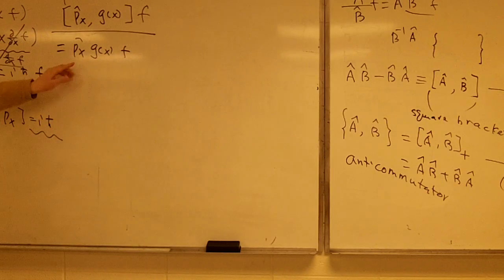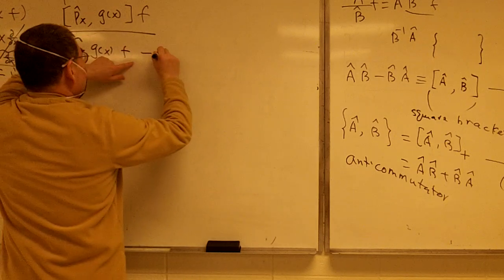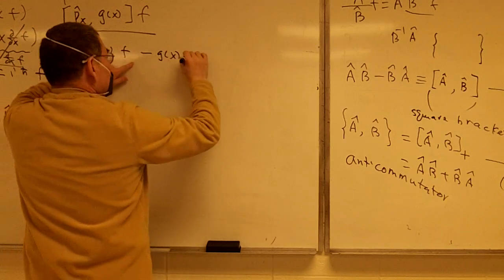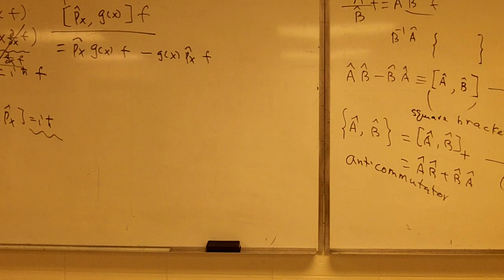Now remember, whenever you have an operator in the front, these two terms are effective. It doesn't matter. So essentially, you have to put a parenthesis in the front like this. And the second term is g of x, px hat, f like this. So that would always be the case.